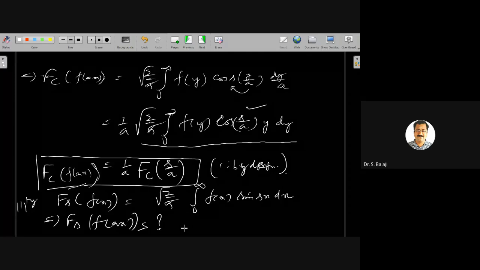Your answer will be, you put ax equal to y, the same idea. One by a. Fs of s by a. Very good.